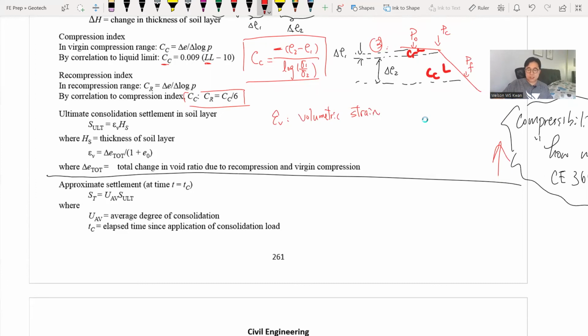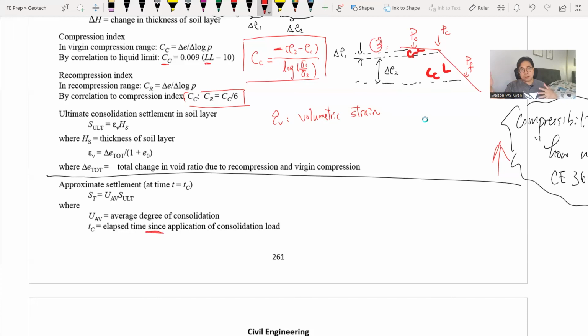The settlement that you want to calculate at a particular time is the ultimate settlement that you calculated previously, and the difference between the two is given by a factor. The factor is U sub AV, which is the average degree of consolidation at a given time, the time of T sub C, the elapsed time since application of a consolidation load. Realize that the keywords here are since the application of the consolidation loading.